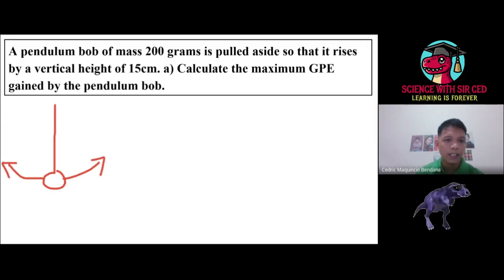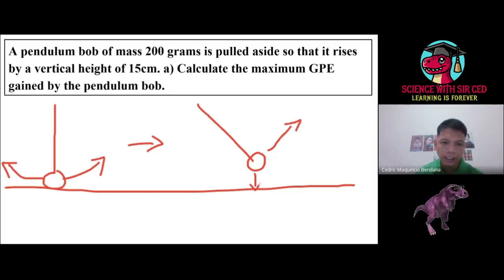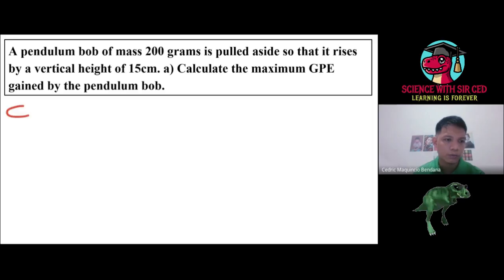Okay, so the pendulum is 200 grams, and then it is going to be pulled aside. So making it like this. Let's say this is the ground or this is the zero height. Now, the pendulum was pulled to the other side. It is pulled this way, making the height of the pendulum from the zero position 15 centimeters high. That is the situation. Now, it's very easy. We are looking for GPE. How can we calculate GPE? So GPE can be calculated by mass, gravity, and height.